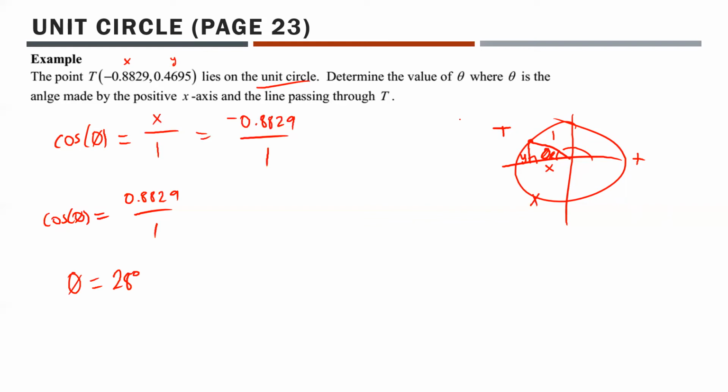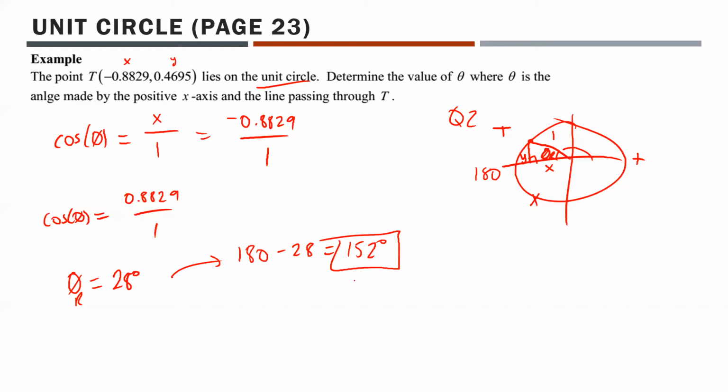But clearly, because we're in quadrant 2, theta isn't 28 degrees. This is your theta r, your reference angle, right? With a reference angle of 28 degrees, we can just take that away from 180. So I can go 180 minus 28, which should give us 152 degrees as being our true angle.